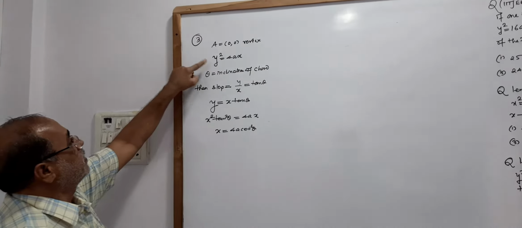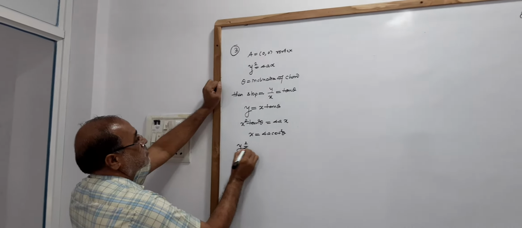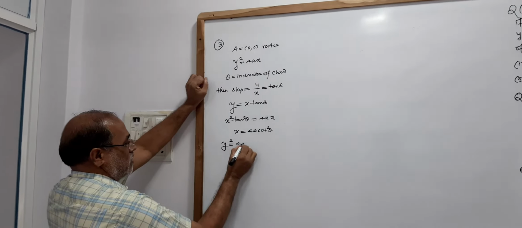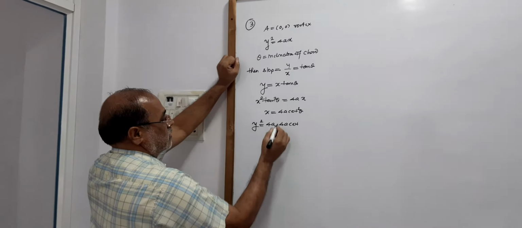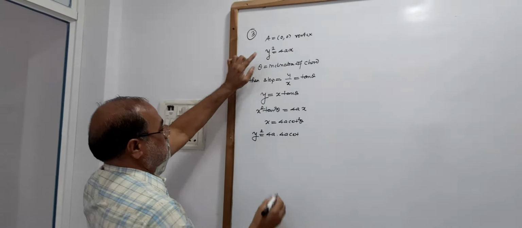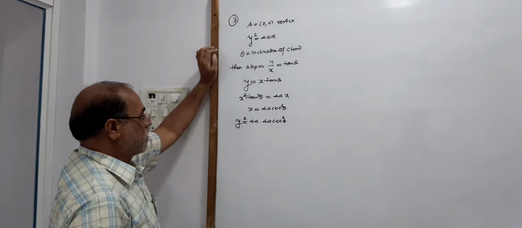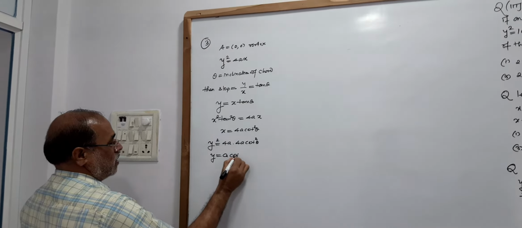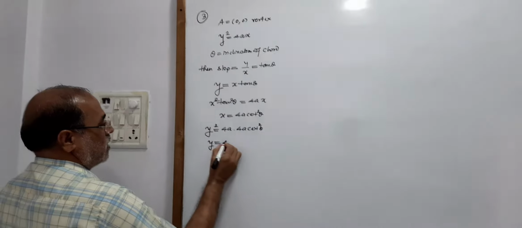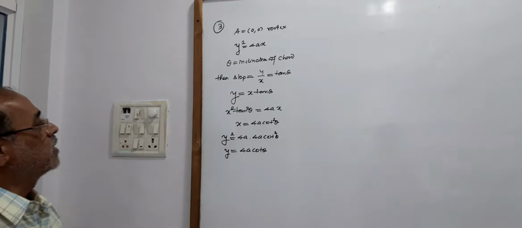Now put this value here: y square equal to 4a into x, that is 4a cot square theta. It simply becomes y equal to 4a cot theta.